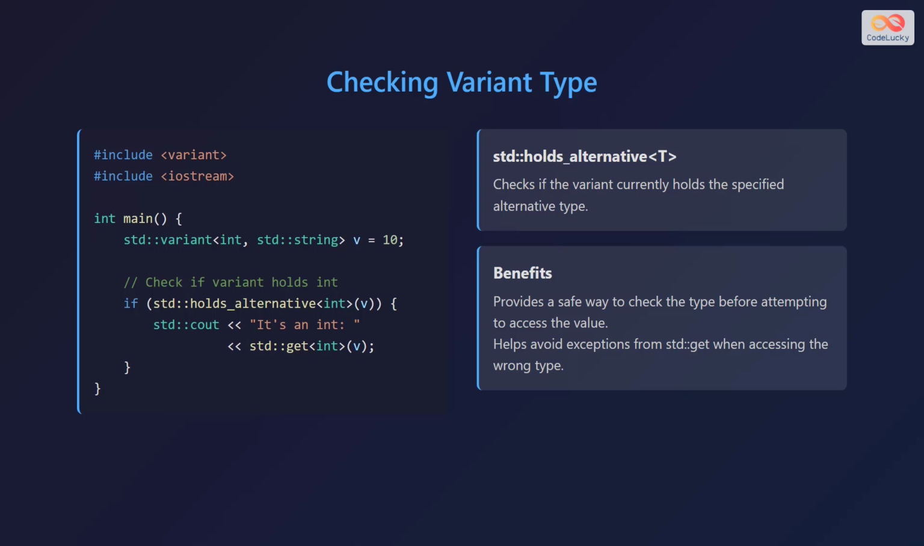Sometimes you may need to check the type currently held by a variant before accessing its value. For this, include the variant and iostream headers. Create a std::variant that can hold an integer or a std::string. Let's assign it the integer value of 10. To check if the variant holds an integer, use std::holds_alternative<int>(v). If it does, print a message indicating it's an integer, and then output the integer value using std::get. std::holds_alternative checks if the variant currently holds the specified alternative type. This provides a safe way to check the type before attempting to access the value, which helps you avoid exceptions from std::get when accessing the wrong type.